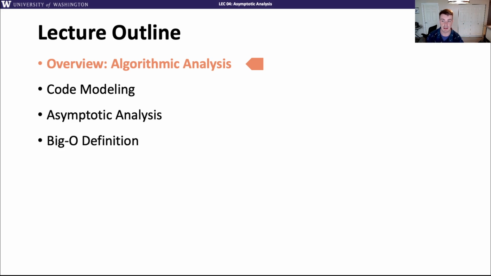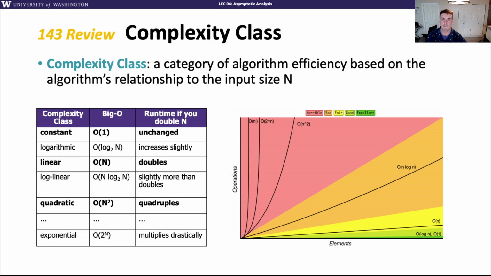And then the next 3 videos, we're going to talk about these things called code modeling, asymptotic analysis, and the definition of big O. Okay, so let's go through it. Last week, when we were doing a review of some 143 things, we introduced the idea of a complexity class. A complexity class is a broad category that we can put algorithms into based on their efficiency and the relationship of that efficiency to the input size.